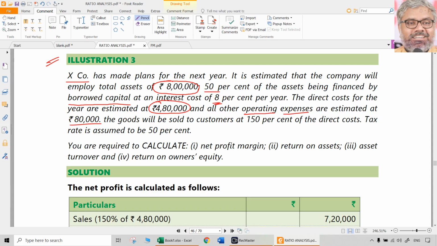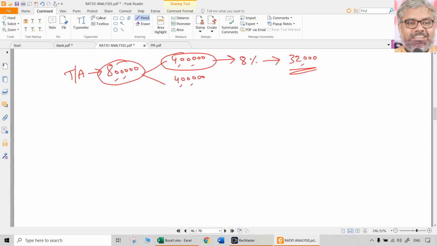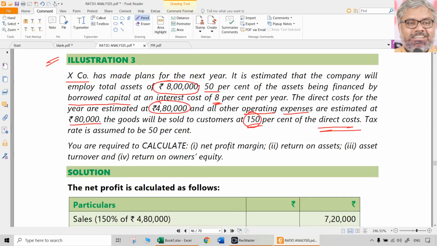The goods will be sold to customers at 150% of direct costs. So whatever the direct costs are, goods are going to be sold at 150% of direct costs. So how much will be sales first of all? From that itself we can draw easily how much is going to be sales. 150% of direct costs. But how much are direct costs? That is 4,80,000. So 4,80,000 into 150% means how much?